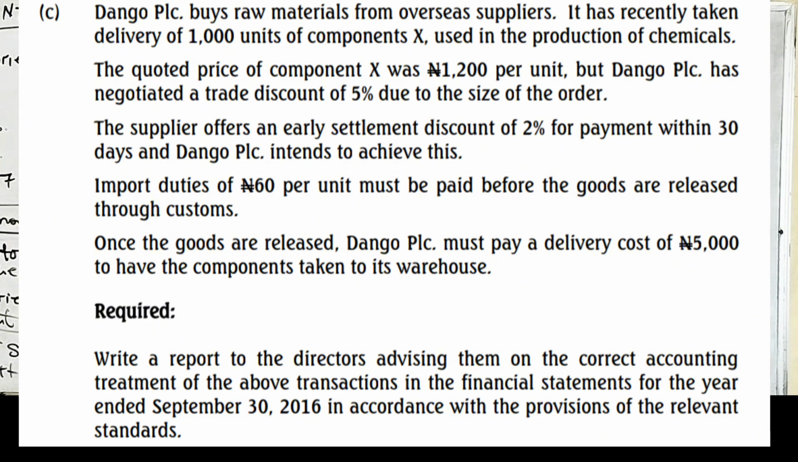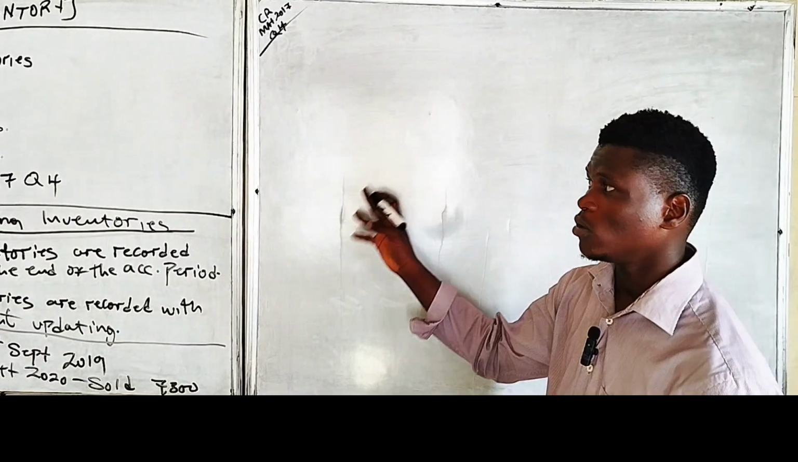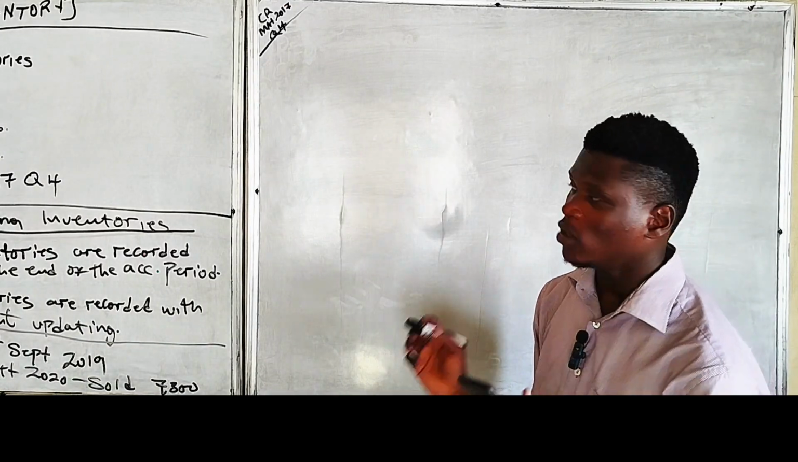The supplier offers an early settlement discount of 2% for payment within 30 days, and Dango PLC intends to achieve this. Import duty of 60 naira per unit must be paid before the goods are released through customs. Once the goods are released, Dango PLC must pay a delivery cost of 5,000 to have the components taken to its warehouse. Required: write a report to the directors advising them on the correct accounting treatment of the above transaction in the financial statements for the year ended 30th September 2016 in accordance with the provisions of relevant standards. So just like I said, question 4C is the one relating to IAS 2 inventory.